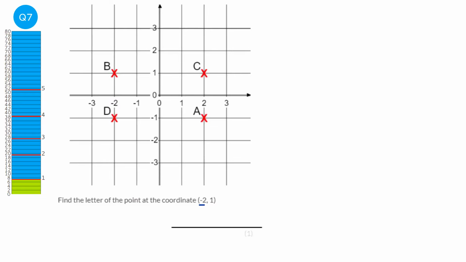This coordinate is telling us to go 2 to the left from the centre. We go right when it's positive, we go left when it's negative, so it's 2 to the right.